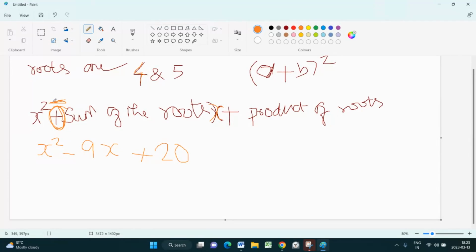When the roots are given to us, we always say minus instead of plus for the sum of the roots. So x square minus the sum of the roots, which is 4 plus 5, is 9x, plus the product of the roots, which is 4 into 5, that is 20. This is how we form the equation when the root values are given.